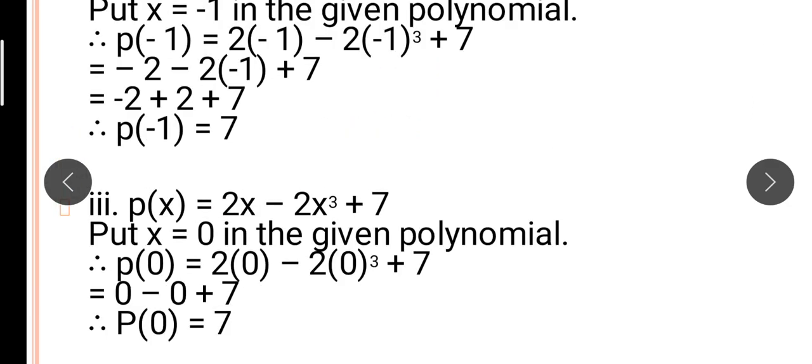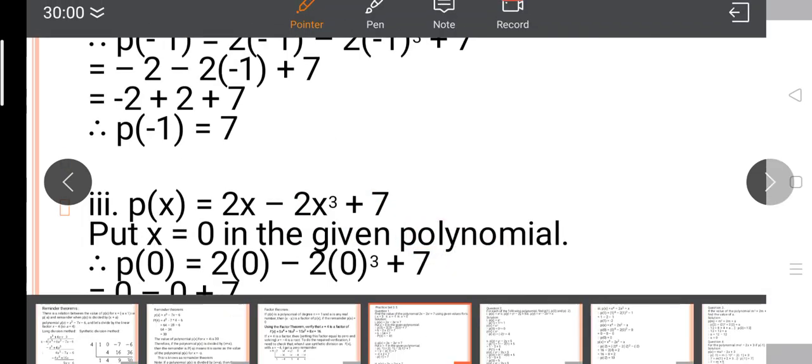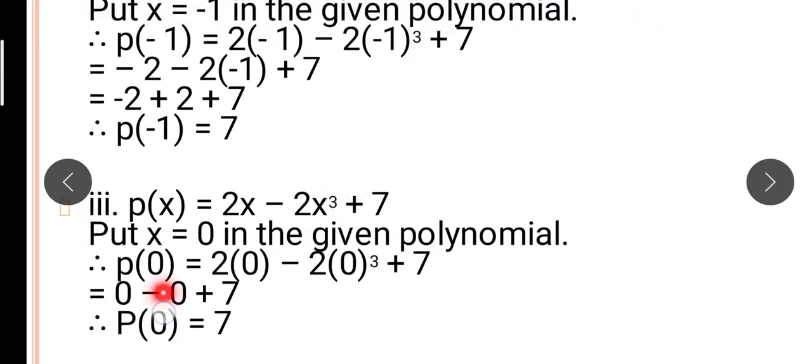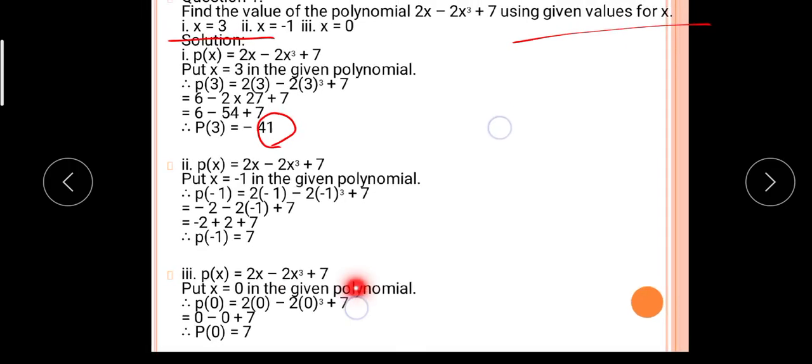Now the third value of x is 0 in the given polynomial. So p of 0 is equal to 2 into 0 minus 2 into 0 cube plus 7. So this is 0, this is also 0, and 7, therefore it is 7. So in this way you can easily calculate.